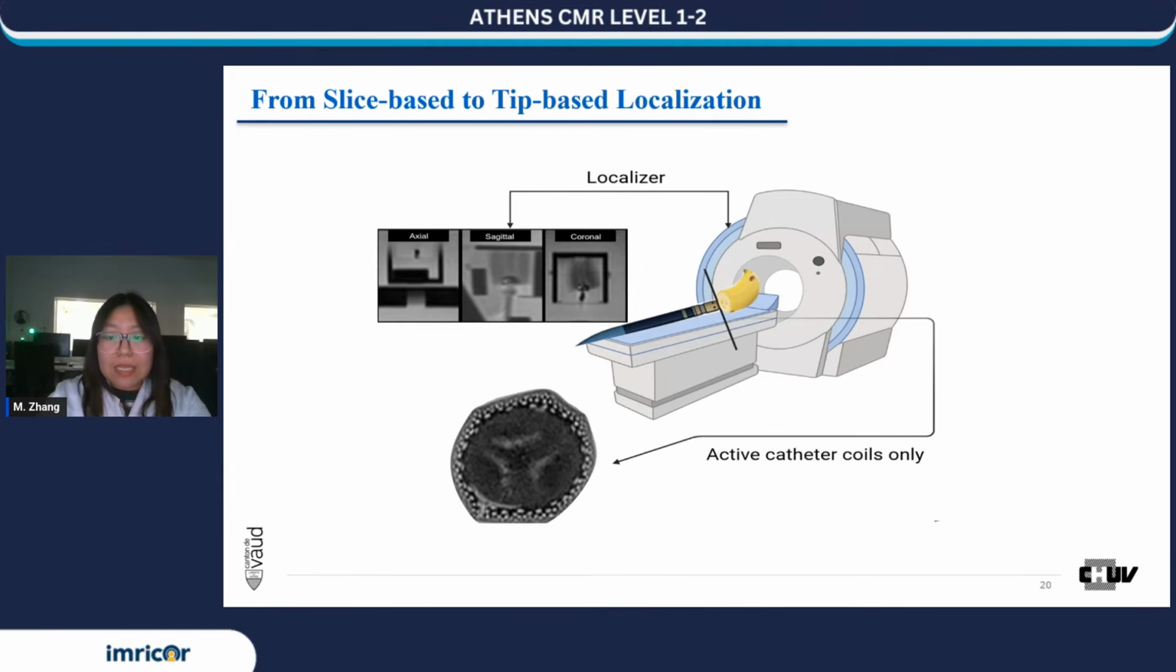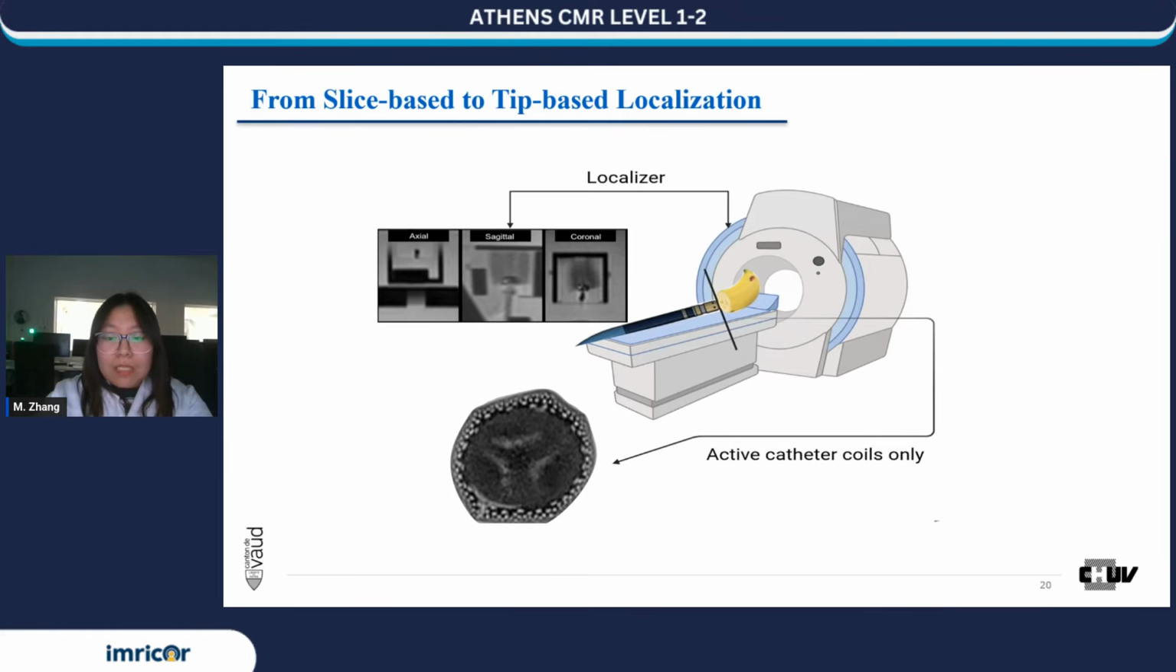This illustration nicely summarizes the transition from conventional slice-based catheter tracking to tip-based localization. In this example, we inserted a catheter into a banana just to mimic real tissue in the MR scanner. Catheter tip localization using a localizer is on the top row. We can clearly identify the catheter tip in axial, sagittal, and coronal planes.